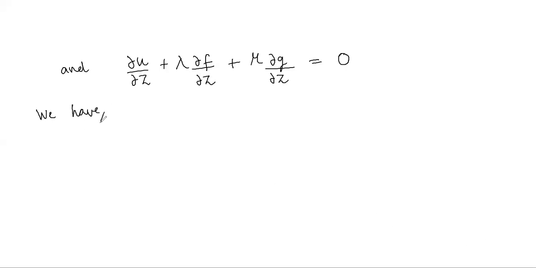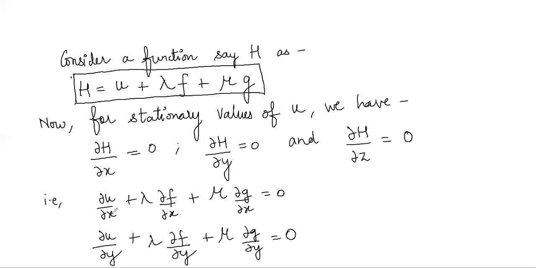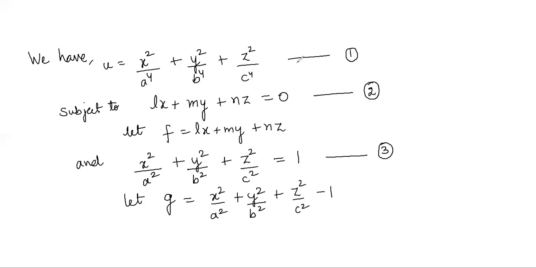We have, let us start with the first one. This del u by del x, we know that u is given by equation 1. So we can evaluate del u by del x. It will come as 2x upon a raised to power 4. Then we need del f by del x. It will be evaluated with the definition of f. So del f by del x will be L, and from this my and nz we will be getting 0.